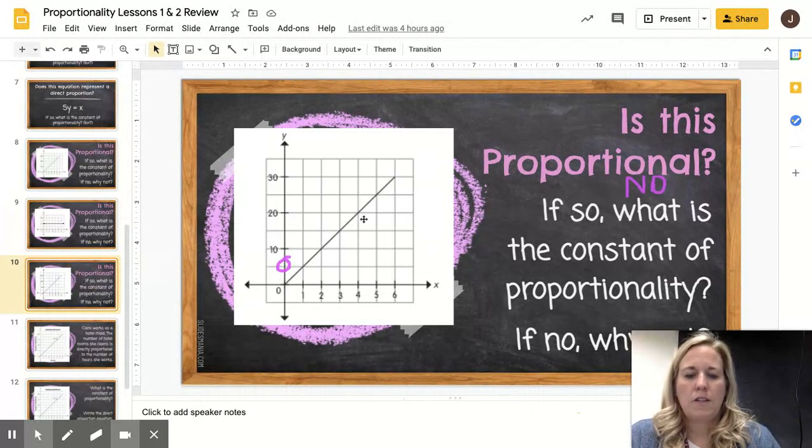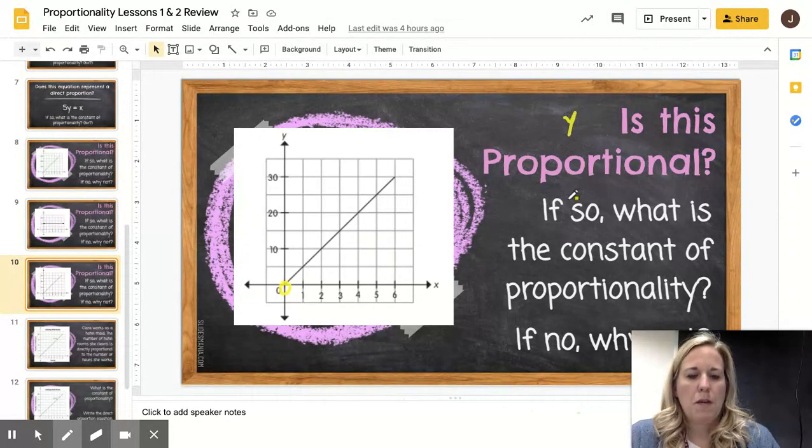All right, let's look at the next one. Here's another graph. Is it proportional? If so, give me the constant of proportionality. If no, why not? Pause and answer. All right, let's look. Does it go through the origin? Yep, here it is going through the origin, 0, 0. 2, does it create a straight line? Yep, it's a straight line going up. So I would say, yes, this is proportional.